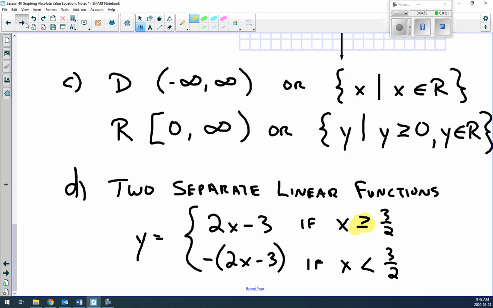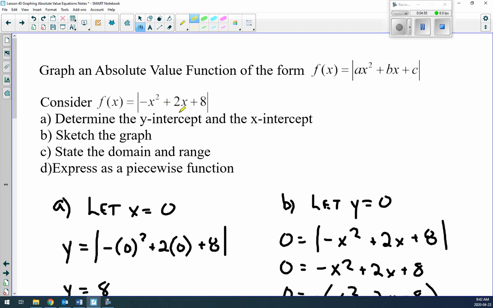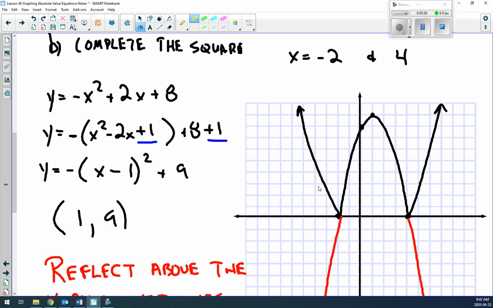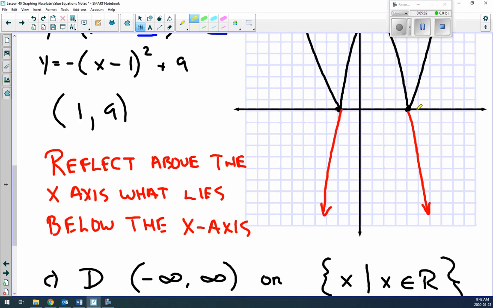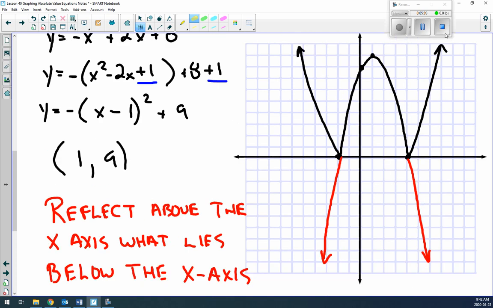The next page is quadratics. So again, same concept. There's a quadratic, negative x squared plus 2x plus 8. Graph the original. There it is here, positive 8, and it opens down. You can see the black part and then the red part. Everything below is going to get flipped up, so we get a nice W shape. The red here is just to show what the original looked like.